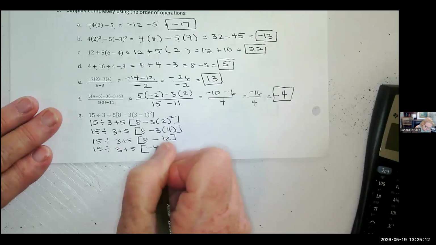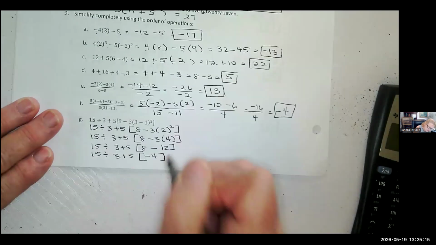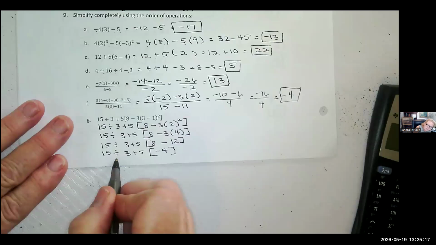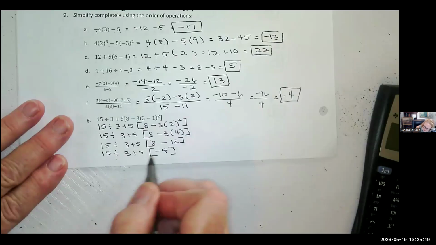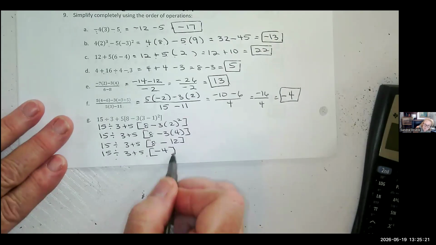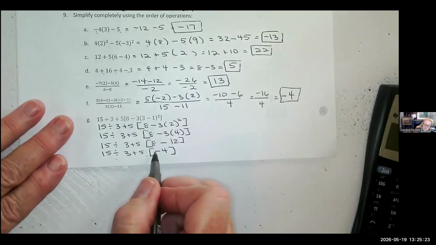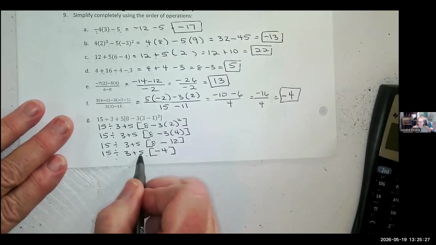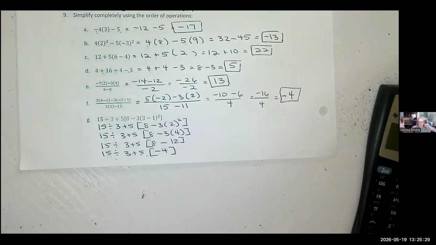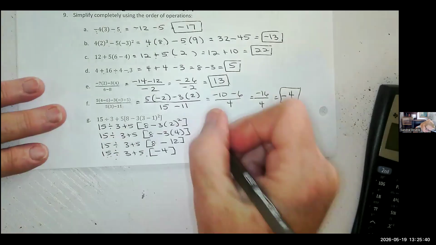All right, now we have division, addition, and multiplication. We've already taken care of what's inside of the parentheses. So now we have to multiply and we have to divide and add. Remember, order of operations, left to right for multiplication and division. So 15 divided by 3 before 5 times -4. 15 divided by 3 is 5. Bring everything else over.